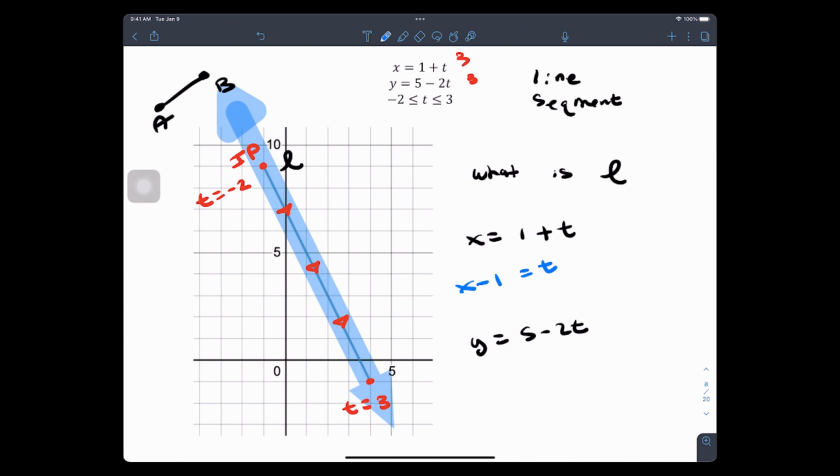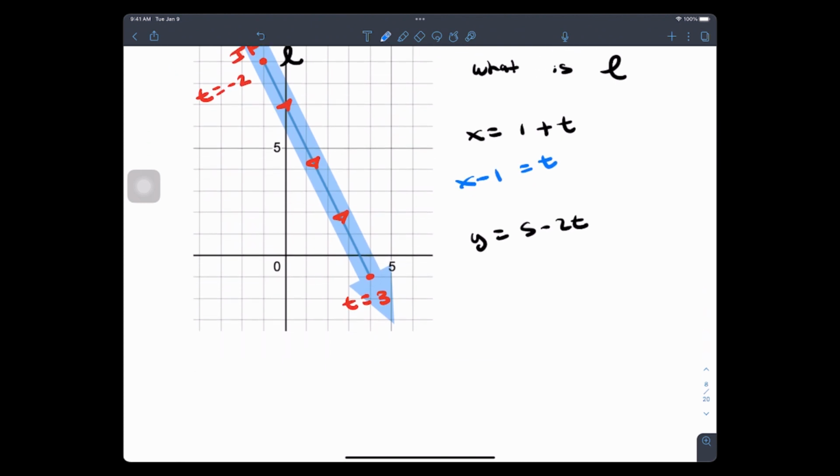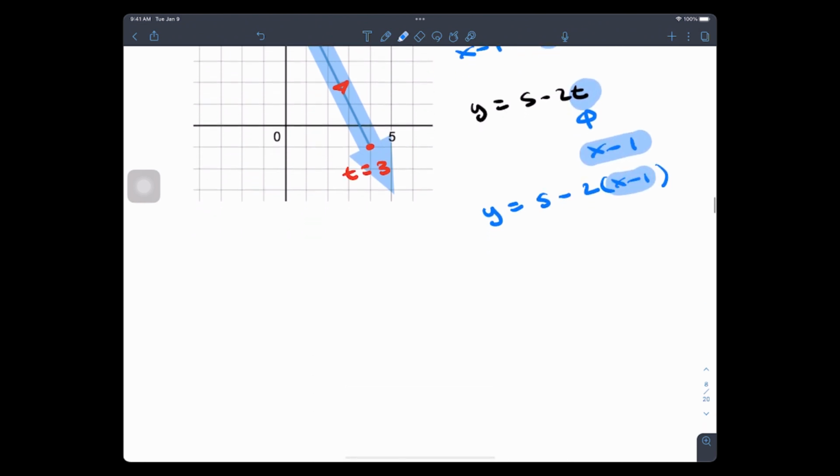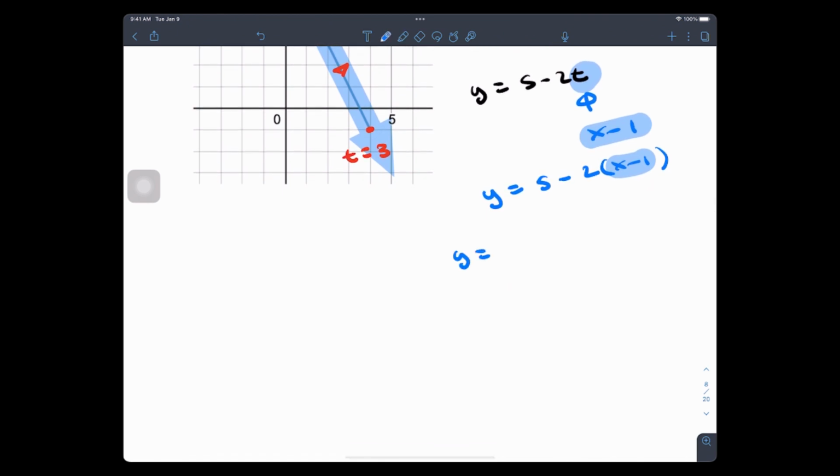So I can solve that for t, is that right? And then I can substitute. What was suggested is solve that for t, plug in the t here, x minus 1, and so you get y is 5 minus 2 times x minus 1. So you're going to use substitution. Yes. Solve this for t. There you go, and plug that in. And then do a little algebra, right? y will be 5 minus 2x plus 2, or y will be 7 minus 2x.